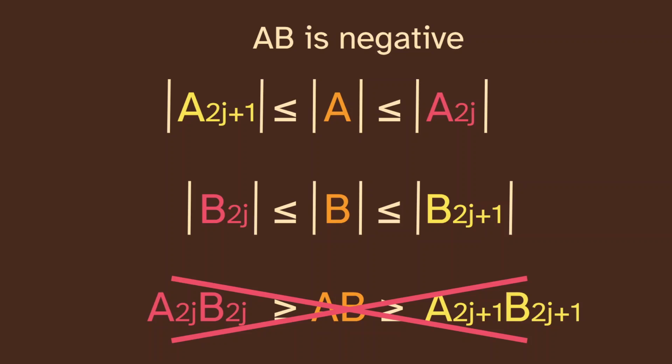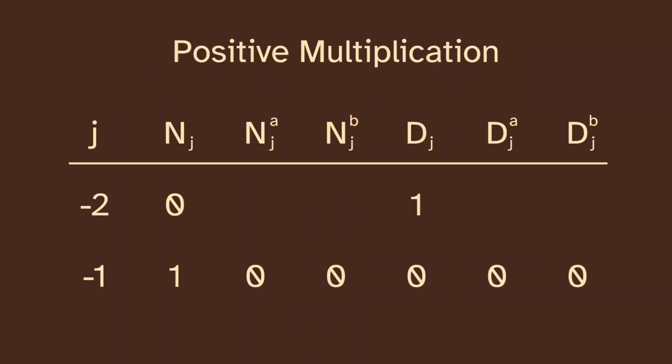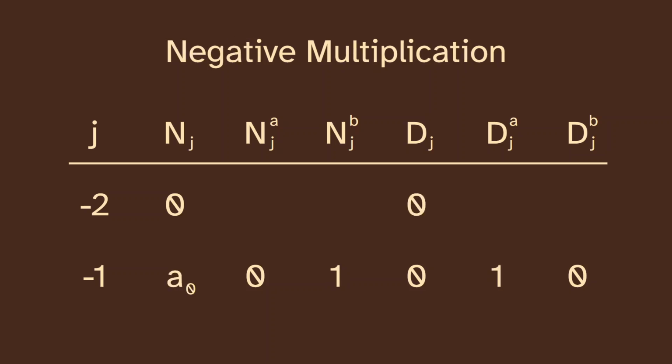But there's an easy fix to that. We can just make our range by offsetting the b values. So we'll multiply where b has an index 1 higher. So our sequence will be a sub 0, b sub 1, and then a sub 1, b sub 2, and so on. And we can do this pretty easily. We had this set of starting values for positive multiplication, and we can just change them to do negative multiplication. The entire process remains the same, we just start with different values.